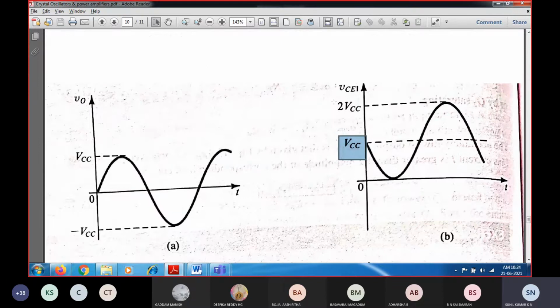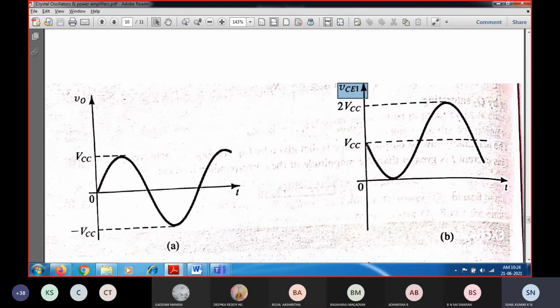So what is the collector to emitter voltage we need to find? VCE1 will be equal to what? VCC minus V naught. So if you are not given any input signal, V naught will be 0. So VCE1 will be equal to VCC.